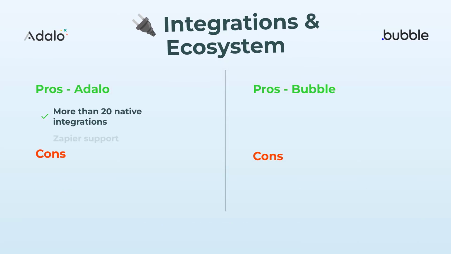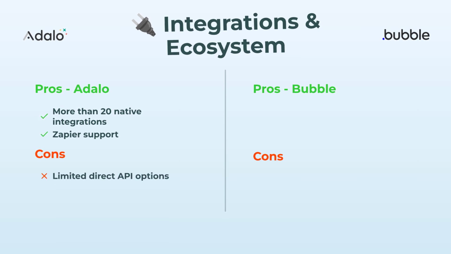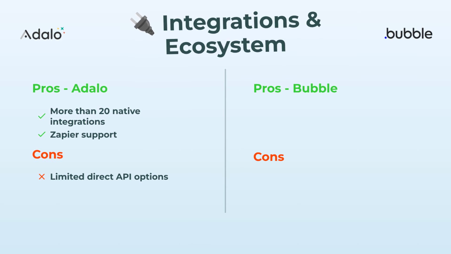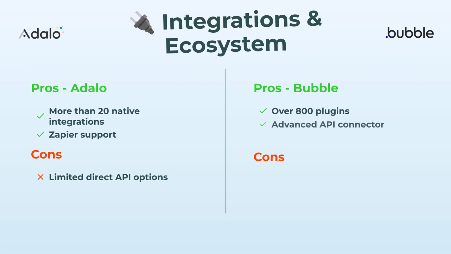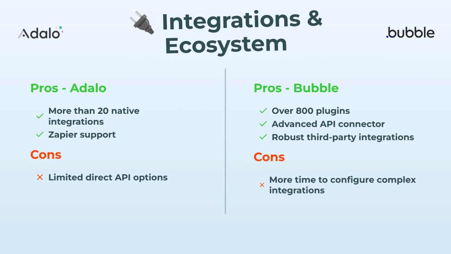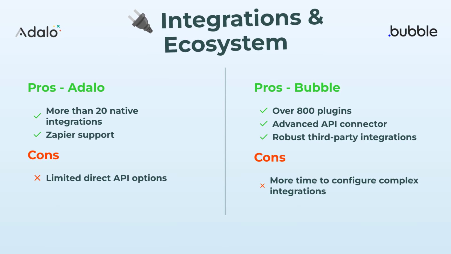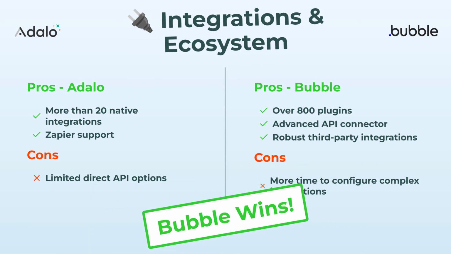Let's jump to integrations and ecosystem. Adalo keeps things pretty simple. There's about 20 integrations plus Zapier, which is nice, but if your project is API heavy, you might hit a snag. Now, check out Bubble, over 800 plugins and a crazy robust API connector built right in. If you want to make your app play nice with pretty much anything, you can do it, but full disclosure, setting up some of those integrations can take more time and patience. For this one, Bubble wins hands down.